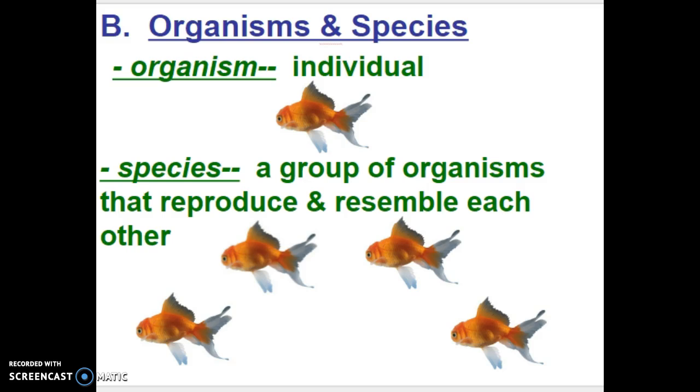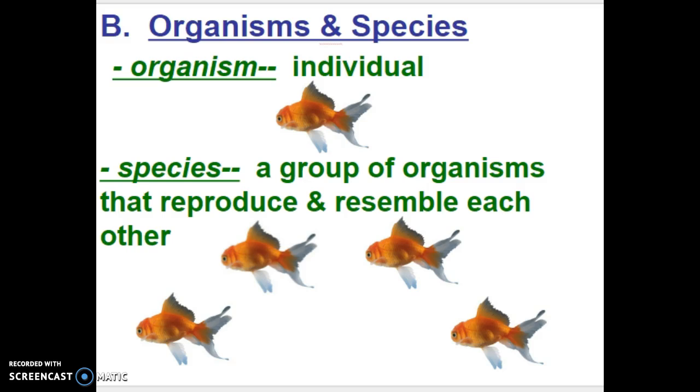We'll take a look at how everything is organized within the ecosystem. If you remember from biology, we started at the organism level and went down from there. This time we're going to take that and go up the other way. So an organism is an individual living thing. There we have, we'll say, Gary the goldfish.